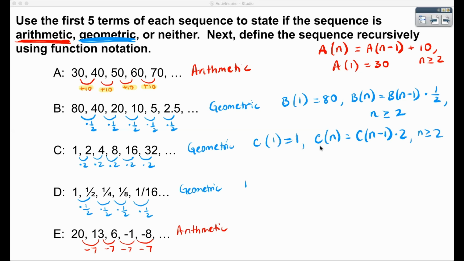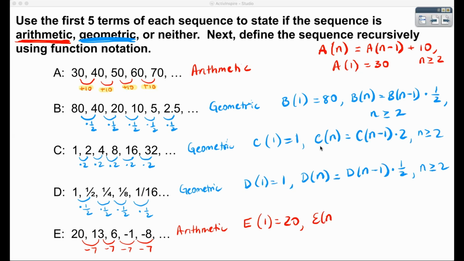Okay, next one. Hopefully you're seeing the same idea happening for each one of these and it's starting to make more sense. We have d of 1 is equal to 1. D of n is equal to d of n minus 1. What was the growth factor? Well, times 1/2, so we can write that, where n is greater than or equal to 2. And then finally, we have e as the name of our function. So e of 1 is equal to 20. And e of n is equal to e of n minus 1. Now, again, this is an arithmetic sequence, so we need to subtract 7 here, or plus -7, where n is greater than or equal to 2.